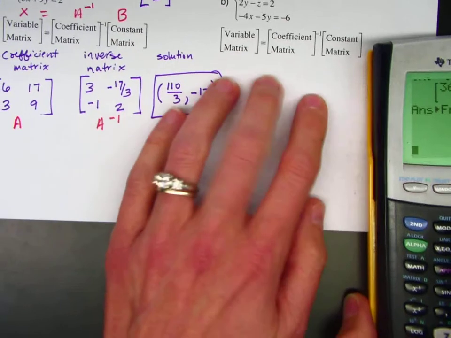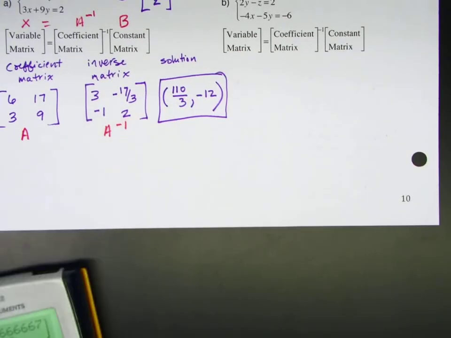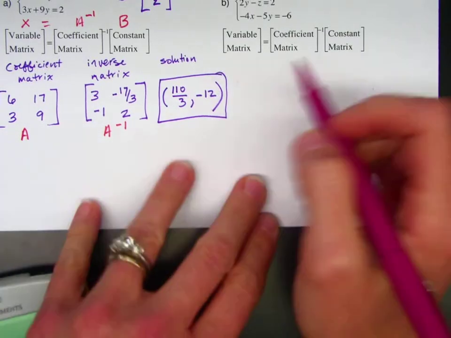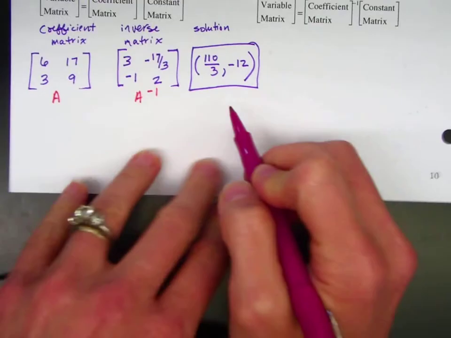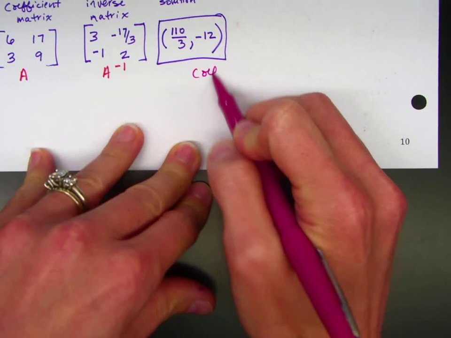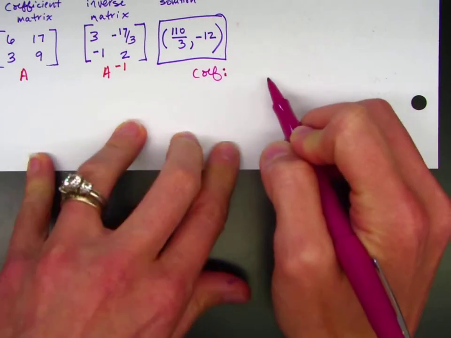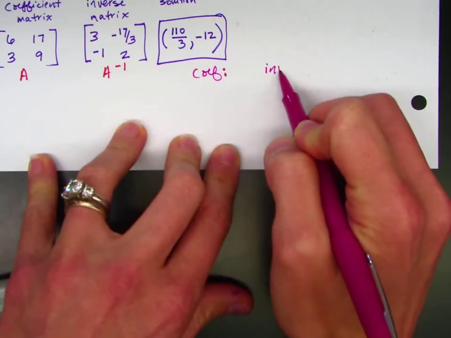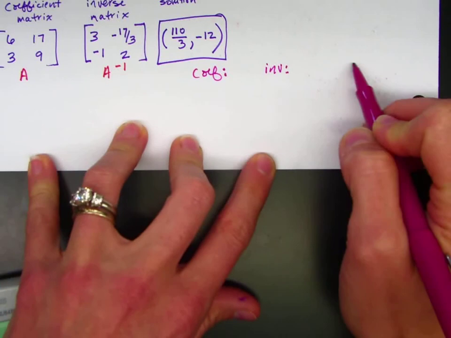All right, everybody try this guy here. All right, so what I want you guys to find is, I want you to find the coefficient matrix. I'm going to put this down here. So find the coefficient, the inverse, and the solution.